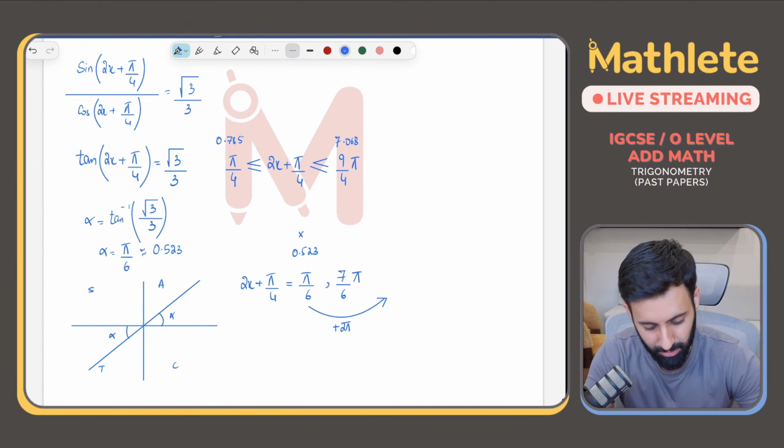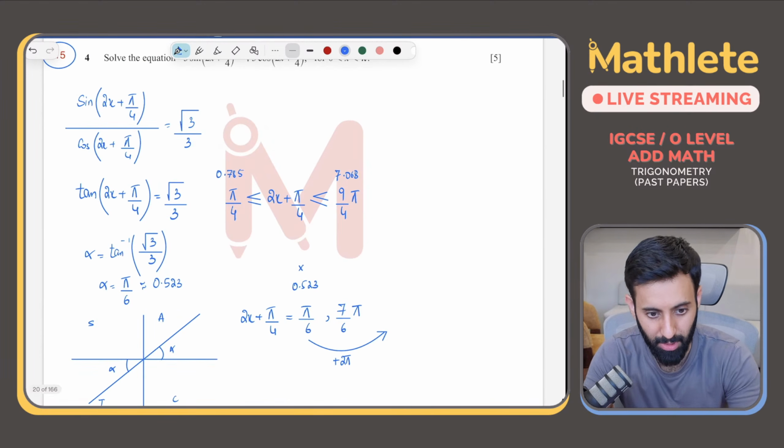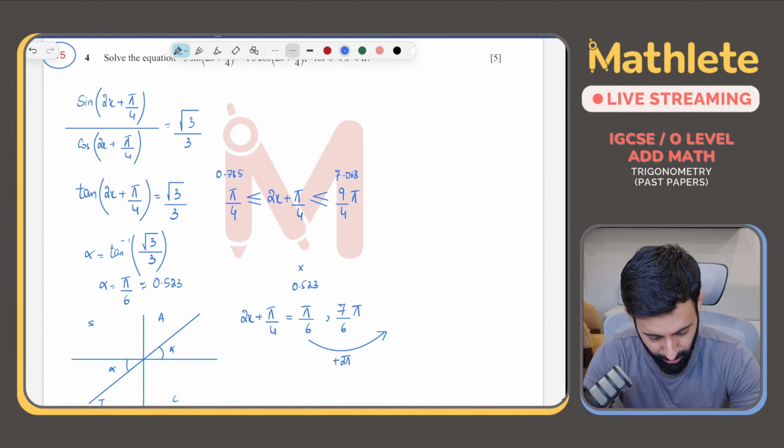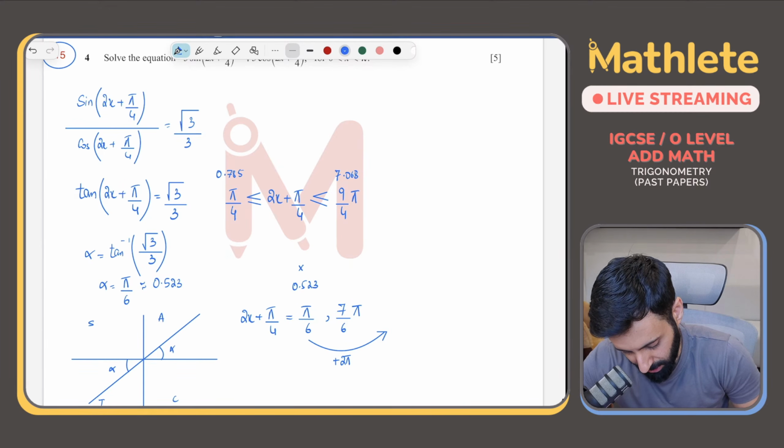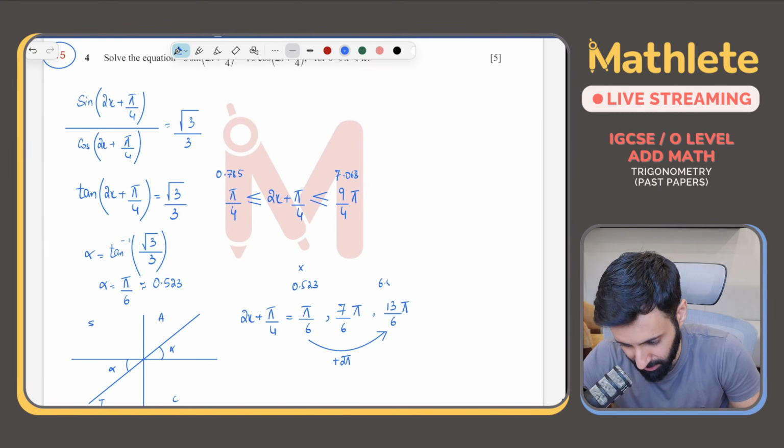And you can check the answer. This is question number 15. Keep the answer in front of you. So pi upon 6 plus 2 pi is equal to 13 upon 6 pi. Now, should we consider 13 upon 6 pi? Yep, we better consider 13 upon 6 pi because it is well inside the range.